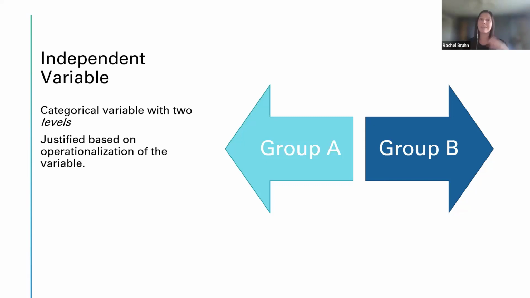This could also be like a yes, no delimitation. So do you own a BMW? Yes or no. That's two groups there. As long as the way that the variable is operationalized, there are two groups, then it is an appropriate independent variable. This assumption is met. There is no test to determine if this is met.